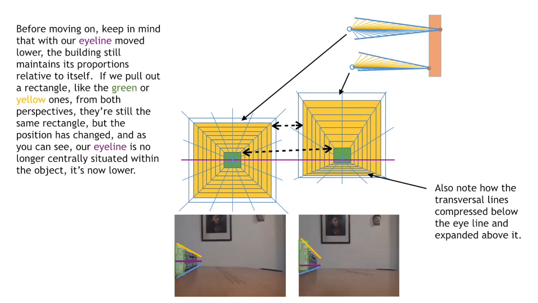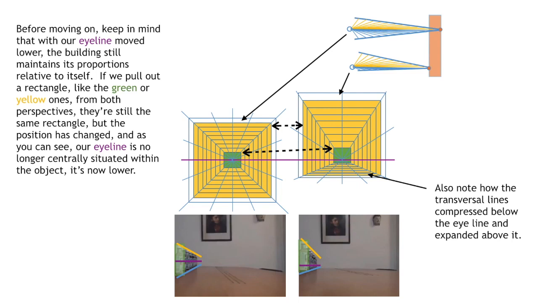The bottle is still the same bottle. It's just viewed at a different compression rate. So you can see how the eye line is in the middle of the bottle on the image on the left, but the eye line is moved down towards the lower half of the bottle with the image on the right, but the bottle is still the same bottle height.